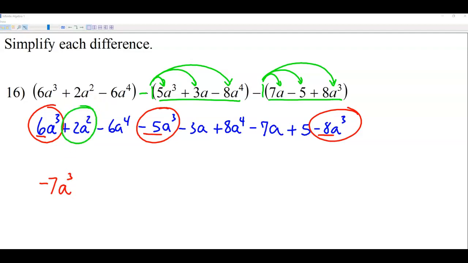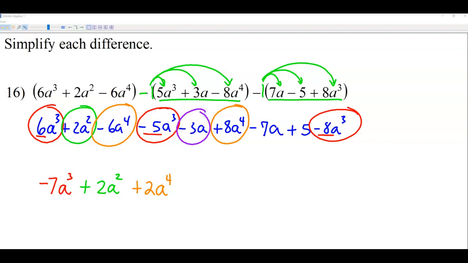Next, we'll do the squares. So let's find all of our squares. There's an a squared. I don't see any other squares up here. So since there's nothing for that to combine with, I'm just going to bring it down just the way it is, and we'll move on to the next one. Here is a 4th power, a to the 4th. I see one of those here. So negative 6 combined with a positive 8 is a positive 2, a to the 4th.